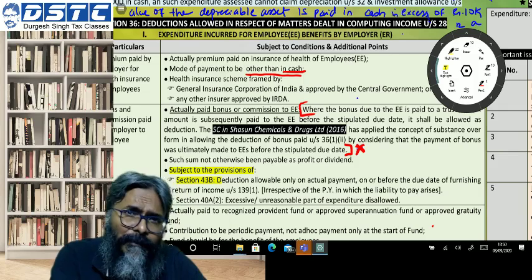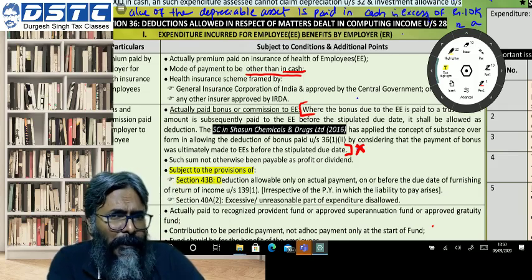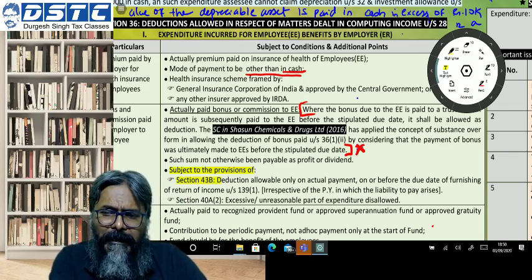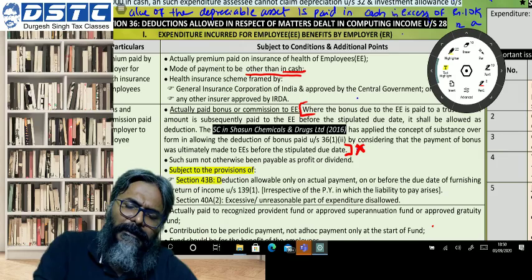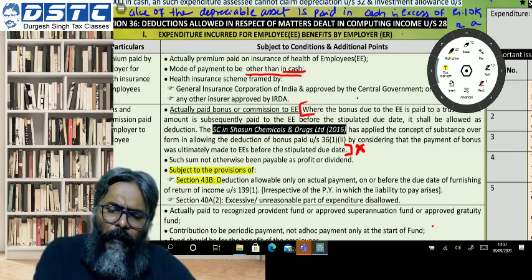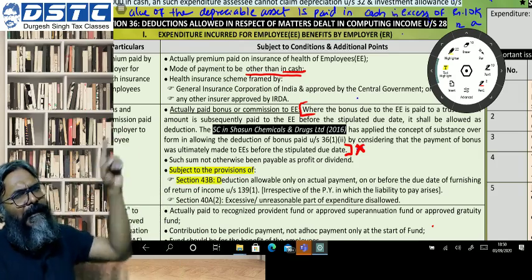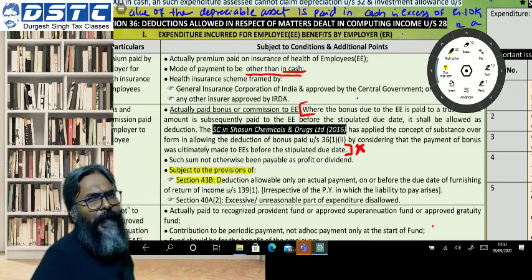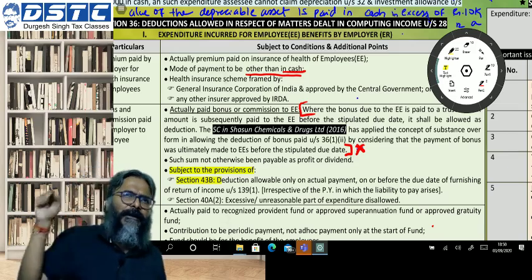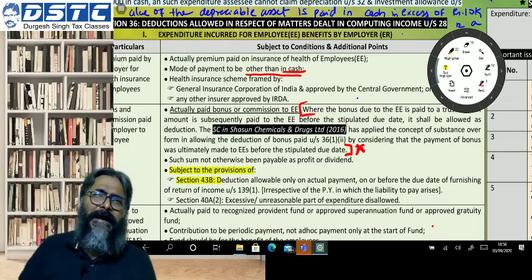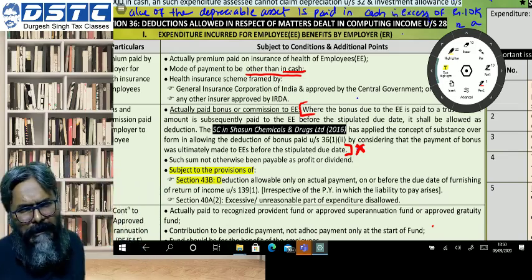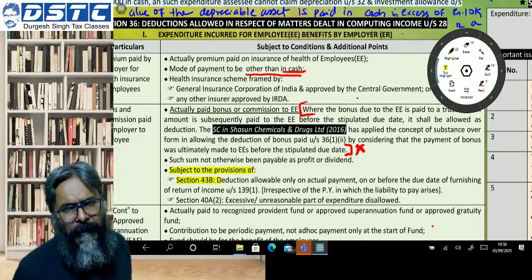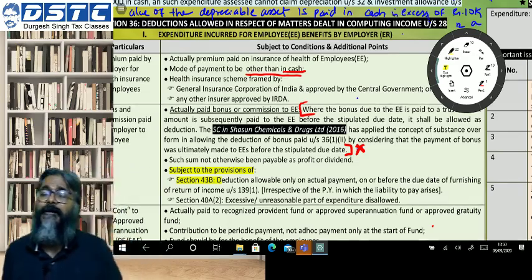There can be one more angle, students, in the examination that they can give you on bonus and commission. You will say, sir, what is that angle? That is about the case where the bonus and commission is, say, for previous year 1819. And that bonus and commission of previous year 1819 has been paid. When has it been paid? On 1st of December 2019.